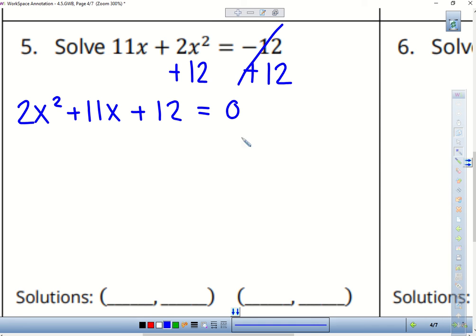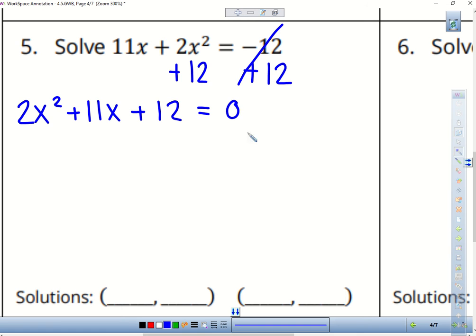So is everyone good with the rearranging process here? Now we're going to look for a GCF. And do you see if we have one here, yes or no? No, because they're not all divisible by the same number.